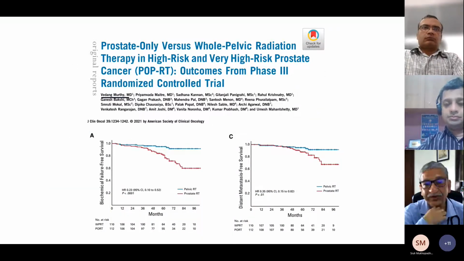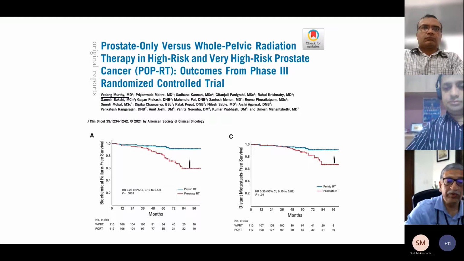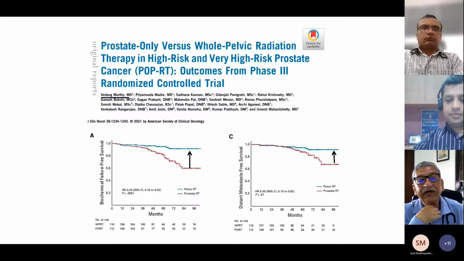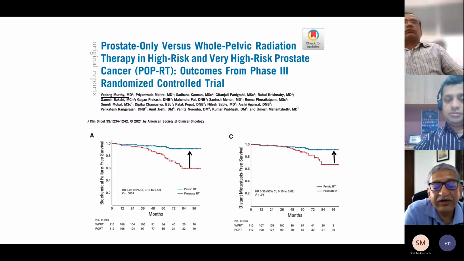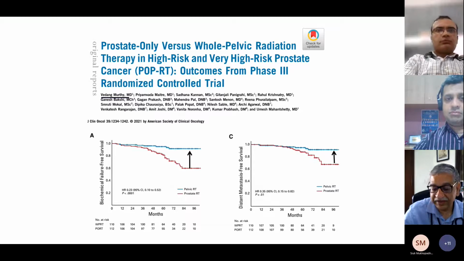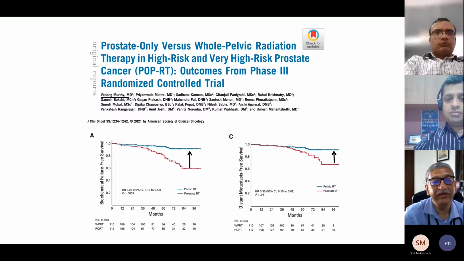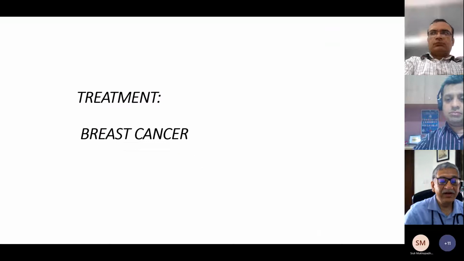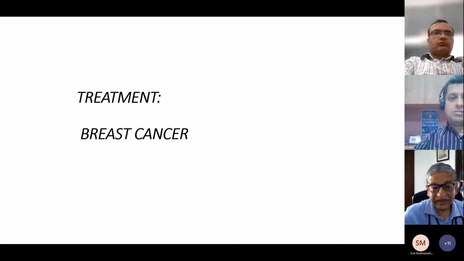Not only is this relevant to cervix cancer, but to several other cancers that require radiotherapy to the pelvis. And I show you the results of a very important trial that was just published by my colleague Vedang Murthy and colleagues from the genitourinary group, which showed that whole pelvis radiotherapy resulted in much higher cure rates in patients with prostate cancer. So let me come to breast cancer.